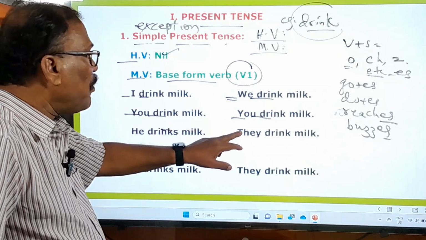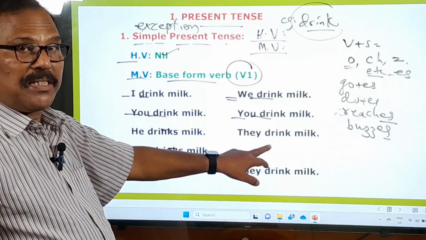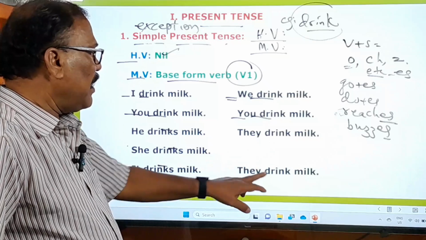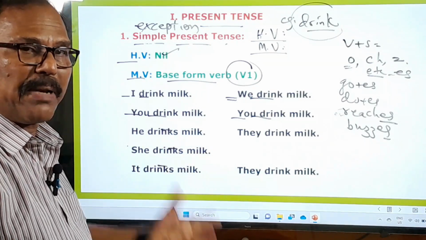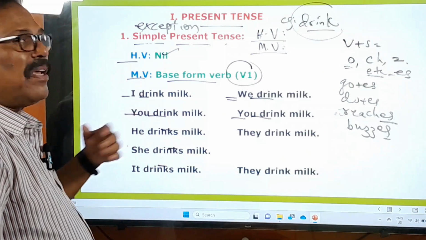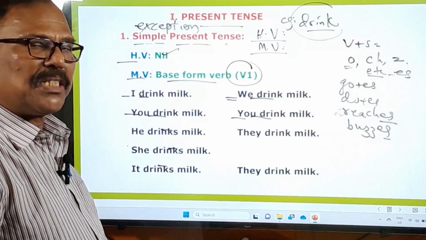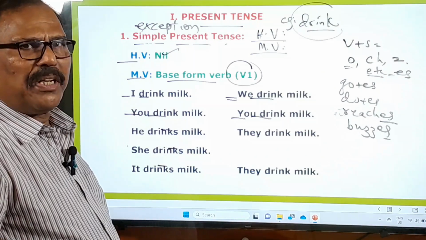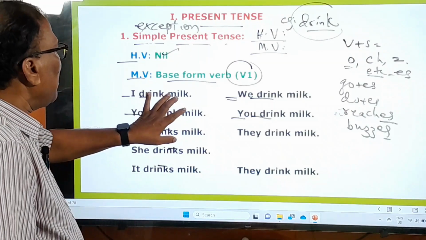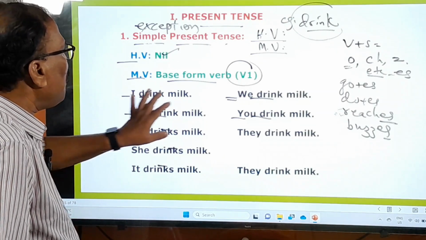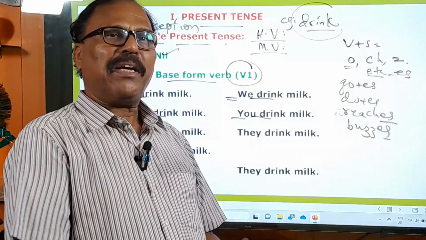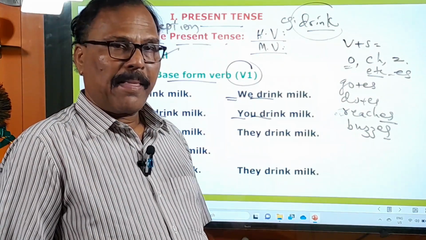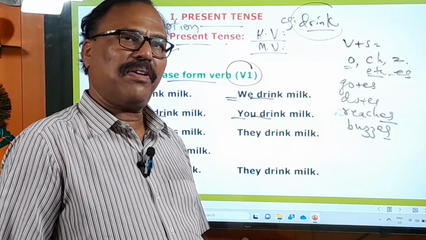And in the third person plural, again they drink. The verb is not changing. They drink milk. Then what is the meaning of this tense? If you speak in the simple present, what meaning does it convey? Meaning is very important. So that's why I would like to give you the Telugu meaning for your convenience. I drink milk. The meaning is nenu paalu tragutanu. What do you mean by that? Nenu paalu tragutanu. What do you understand from that?